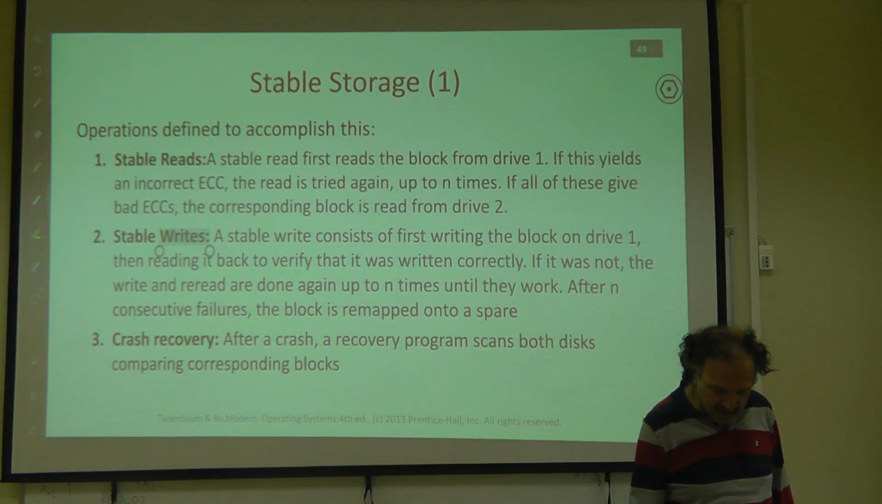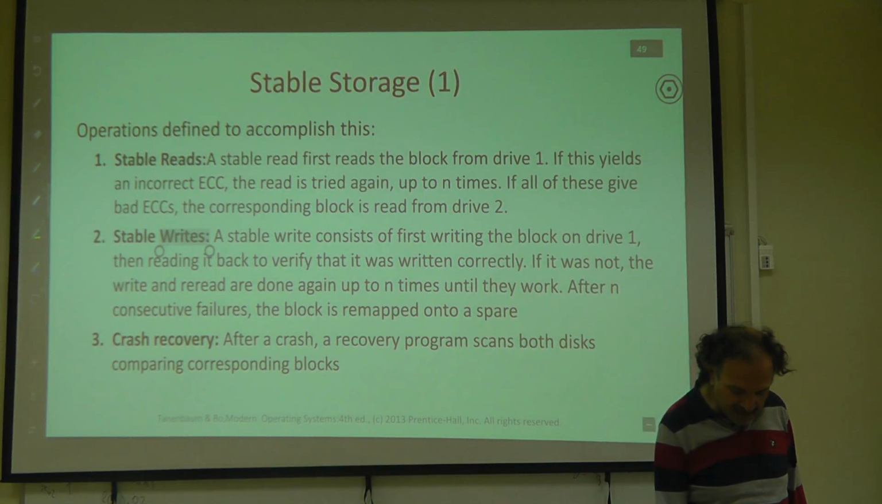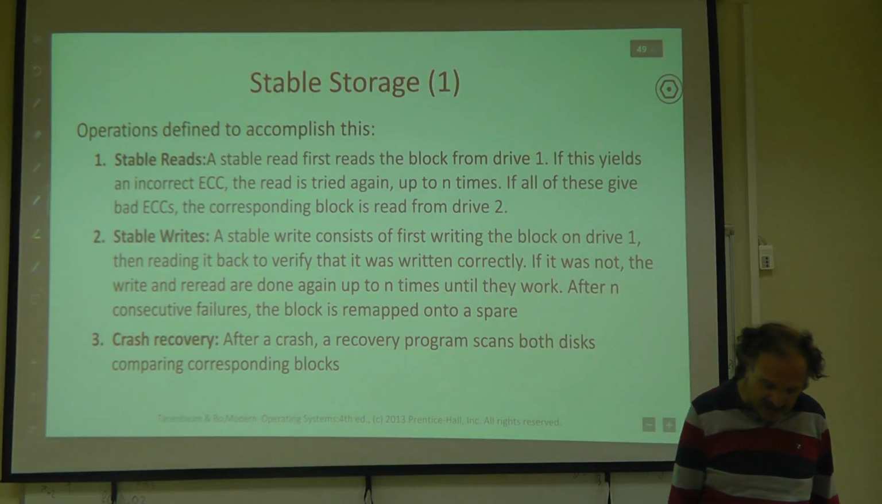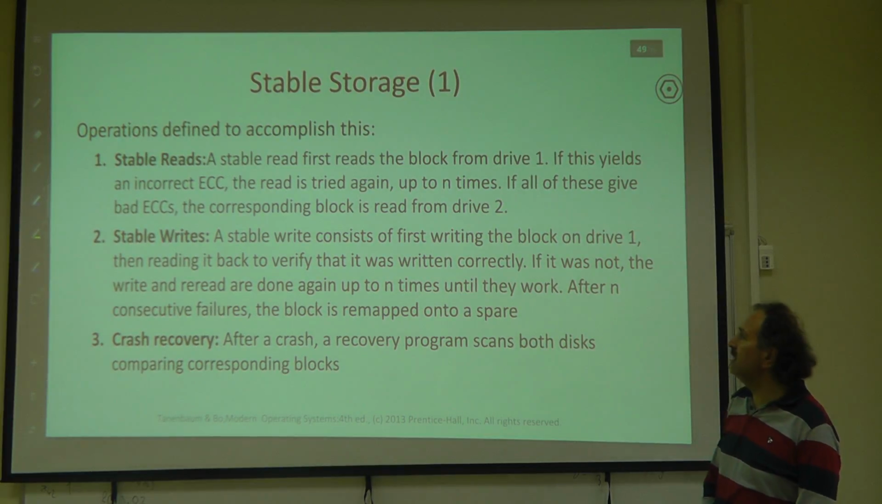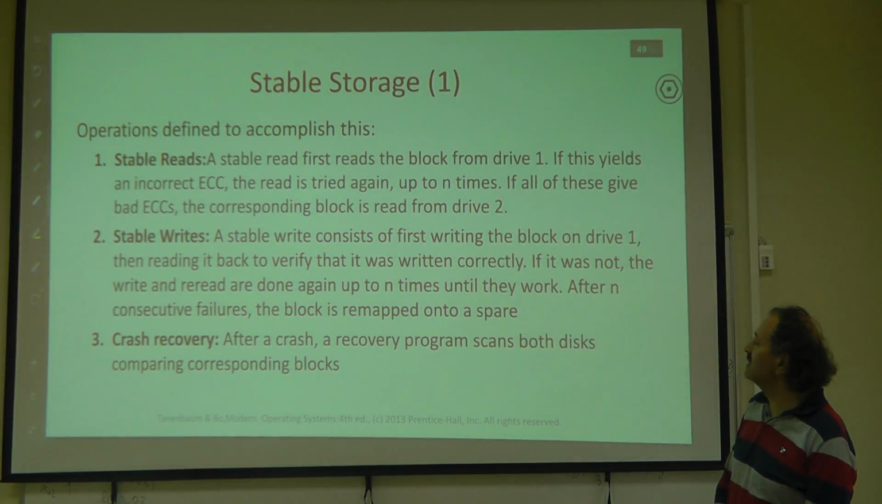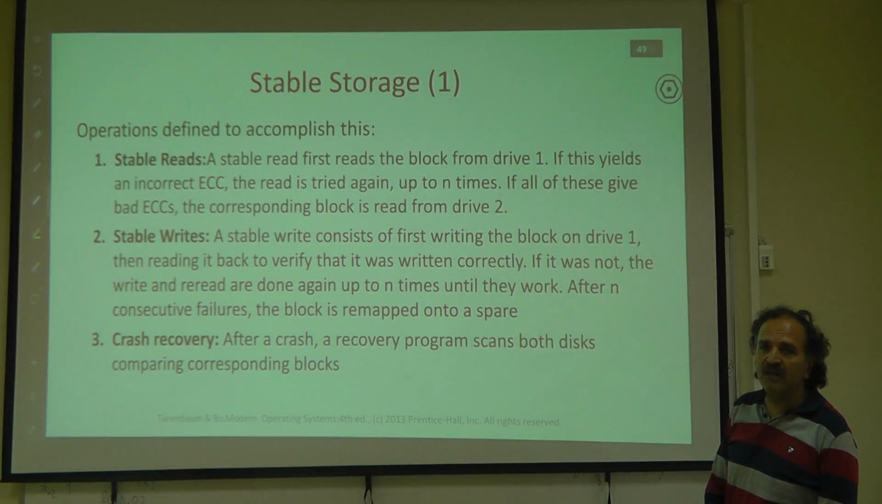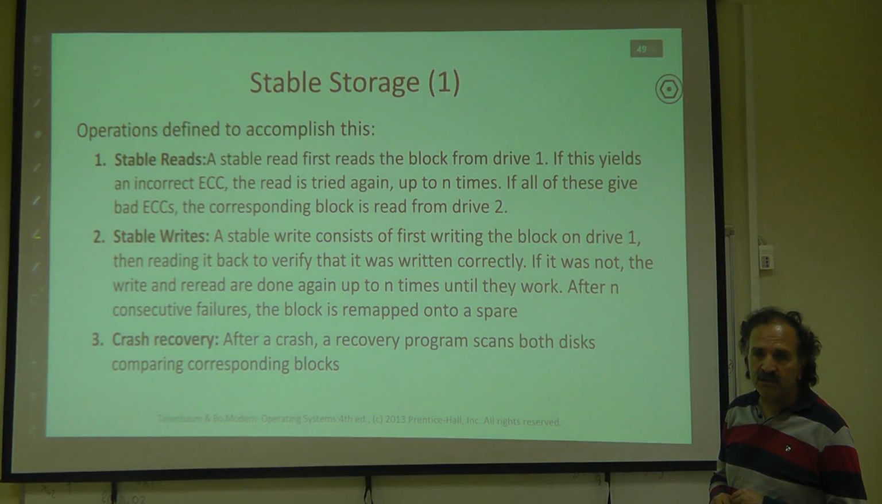Stable write consists of first writing the block on drive 1, then reading it back to verify if it was written correctly. If it was not written correctly, how do I know that it is not written correctly? I write to the disk and I read it back and I compare. What do I compare? Whatever I have written there, or what else? How do you know that whatever you wrote is not good?